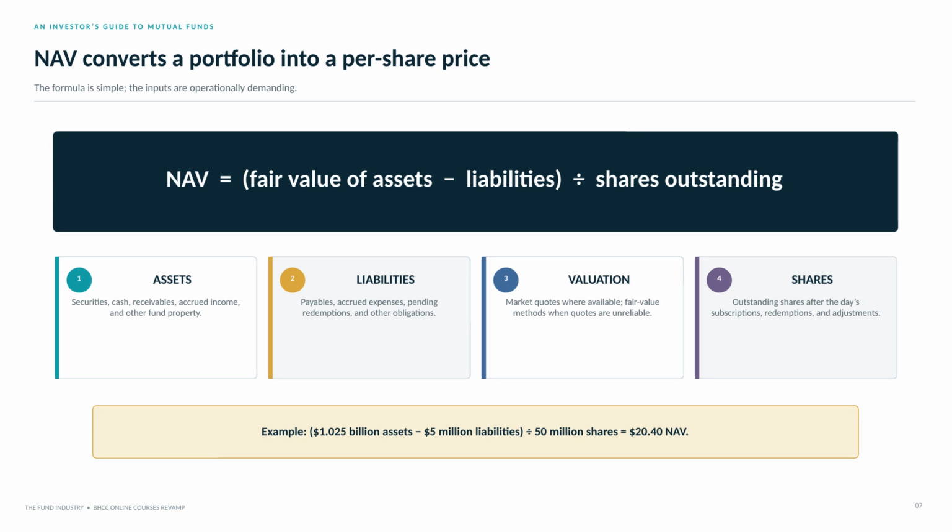NAV turns a portfolio into a per-share price. The formula is straightforward: fair value of assets minus liabilities, divided by shares outstanding. In the example, $1.025 billion of assets minus $5 million of liabilities leaves $1.02 billion of net assets. Divide that by 50 million shares, and the NAV is $20.40.